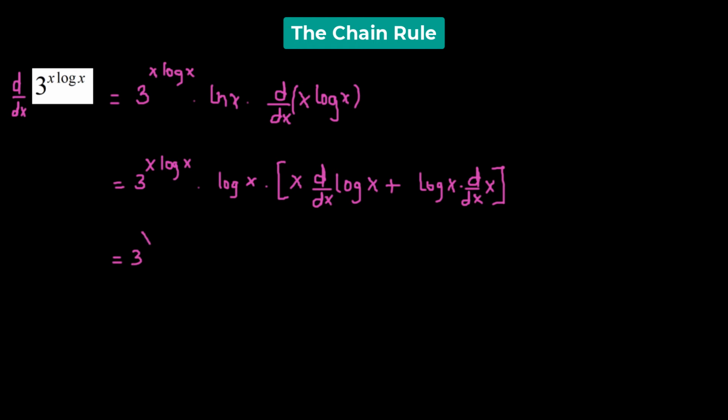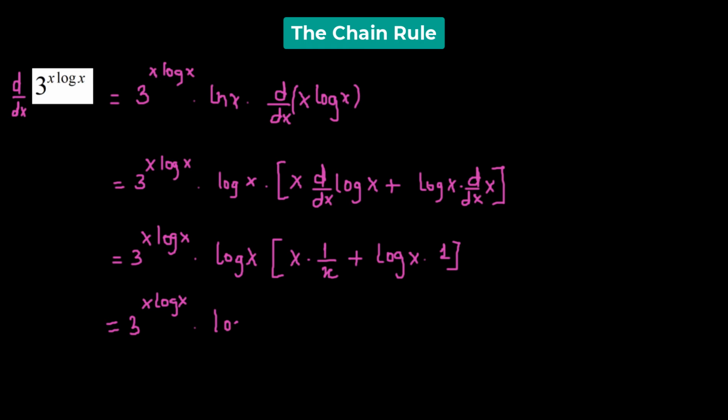So that gives us 3 raised to the power of x log x times log of x, multiplied to x times the derivative of log of x, which is 1 over x, plus log of x times the derivative of x, which is 1. Which gives us 3 raised to the power of x log x times log of x, multiplied to x over x, which is 1, plus log of x multiplied to 1, which is log of x. So this is the final answer. Let's move on to the next question.